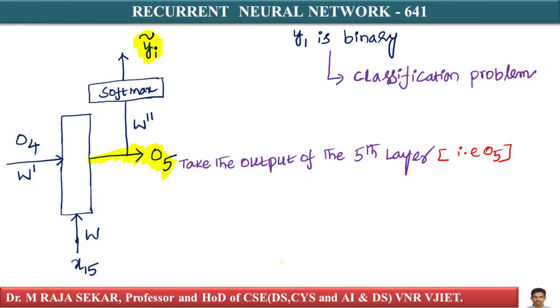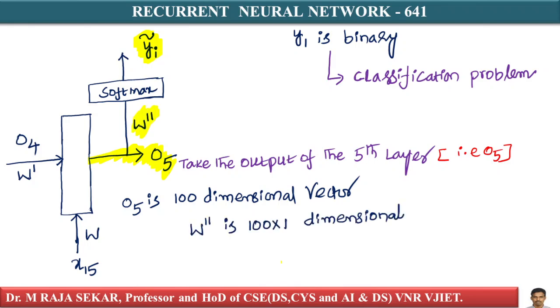What is the size of O5? Your O5 is a 100 dimensional vector. Your w double dash is a 100 by 1 dimensional vector, because your O5 is a 100 dimensional vector, and you have one sigmoid neuron, because your output is a 2-class classification problem. I will just say this O5 is, as we discussed, f of w x15 plus w dash O4, isn't it? I will connect everything and draw this.